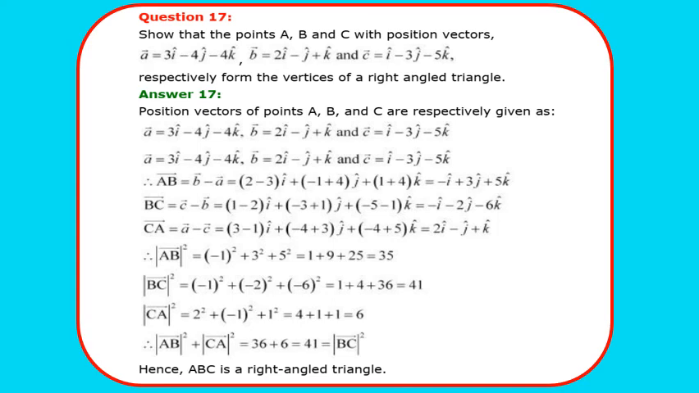So we can see that magnitude of AB square plus CA square equals 35 plus 6, which is equal to 41, which is equal to magnitude of BC square. Hence by the converse of Pythagoras theorem, it will be a right angle triangle. Clear? So pause and note down the solution. With this, we end the exercise.